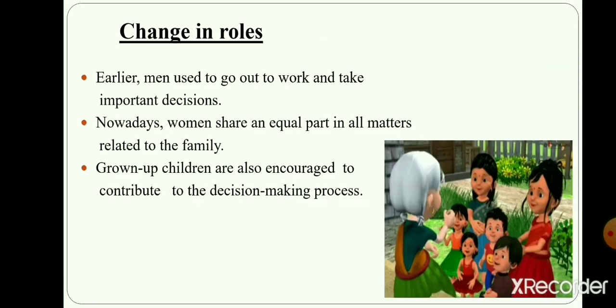Change in roles. There have been remarkable changes in the family arrangement. Now, all members of the family are involved in the decision making process. Women's role in the family has become very important. The grown up children are also encouraged to contribute to the decision making of the family. With such change in the family arrangement, the relationship between the parents and children becomes more healthy and meaningful.